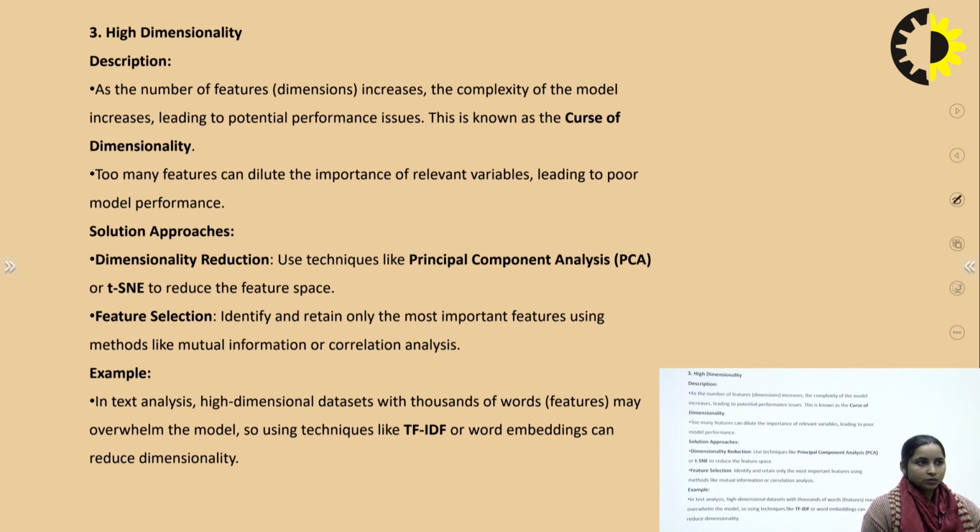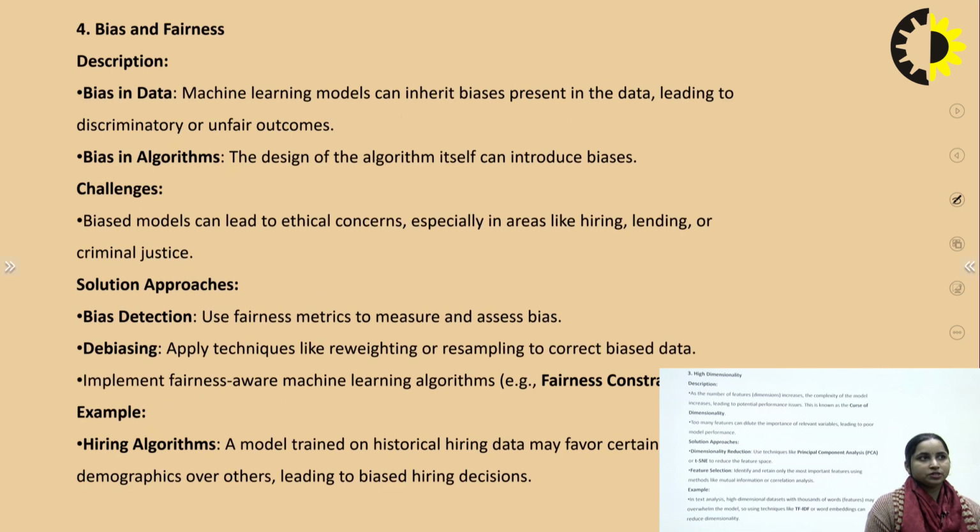So if we take an example, in text analysis, high dimensional data sets with thousands of words may overwhelm the model. So using the technique like TF-IDF or word embedding can reduce the dimensionality.